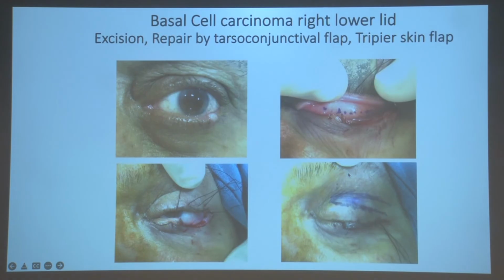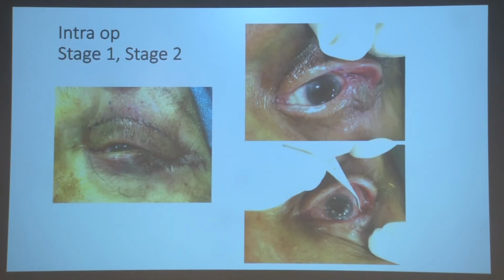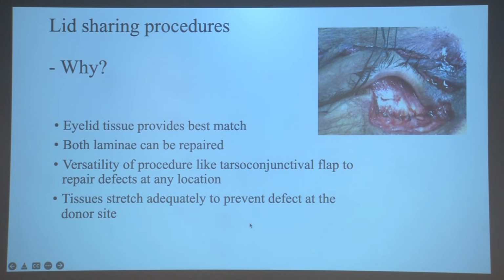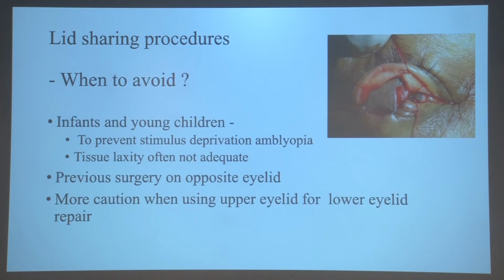like the forehead region. So we'll see an example where there is a basal cell carcinoma here. We've used a tarsoconjunctival flap for the inner lamina and a Tripier flap for the skin. And this is how it looks at the end. And then once we open it up, we can get a fairly good reconstruction. Lid sharing procedures, tarsoconjunctival flap, the most important, to be avoided in young infants.